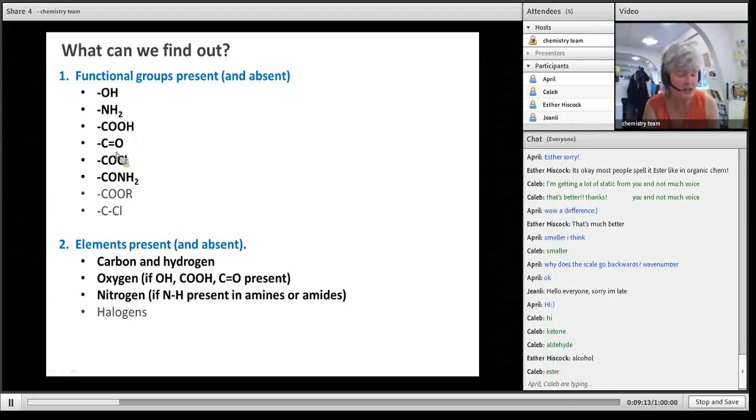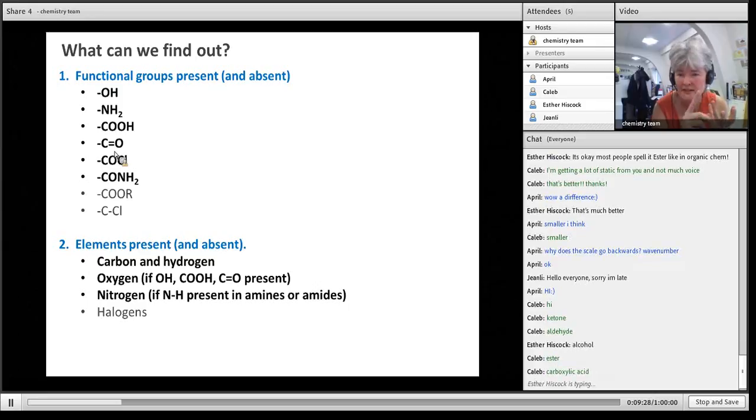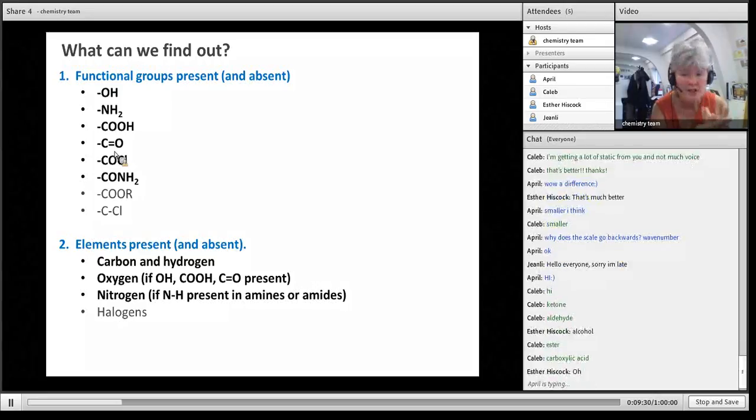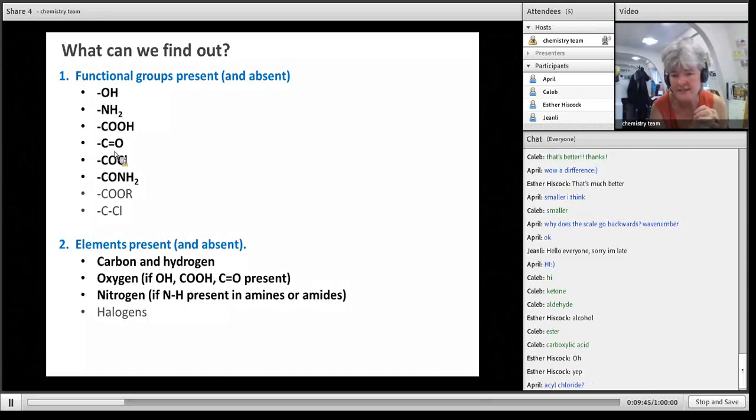Now the carbonyl peak can appear in what functional groups? Because you've got it in quite a few. Ketone, correct. And there's quite a few. Aldehyde. Not an alcohol, but it is in an ester. An alcohol is just simply C-OH. It doesn't have a C double bond O on it. So it's anything that has a C double bond O. Yep, a carboxylic acid. So does that make sense, Esther?